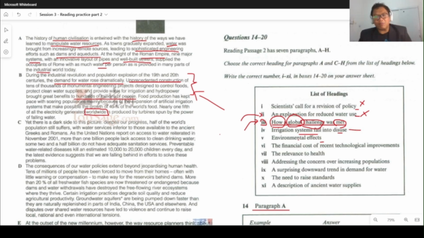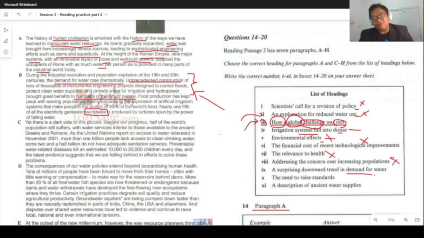This is a thought process. Environment and environmental effects, didn't really talk about environment, so we're gonna cross that out. The financial cost of recent technology improvements. Financial cost isn't there, right? We did not see any word regarding finance. Again, it's about pinpointing the keyword. Relevance to health. Health, not exactly. Addressing concern over increasing population. Nope, not concern, not increasing population. Surprising downward trend in demand for water.